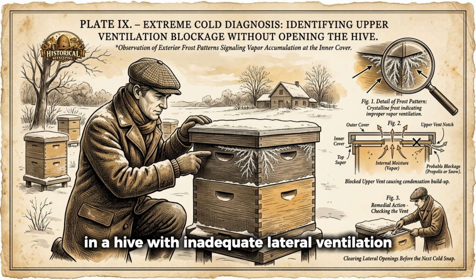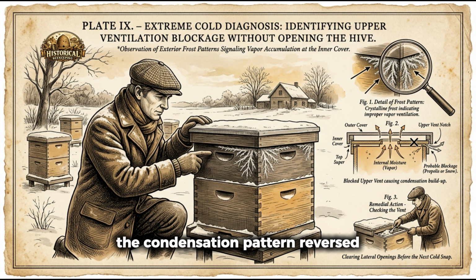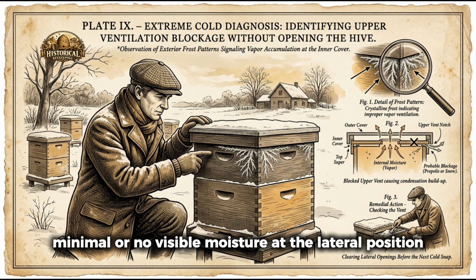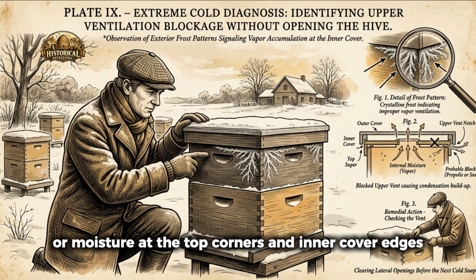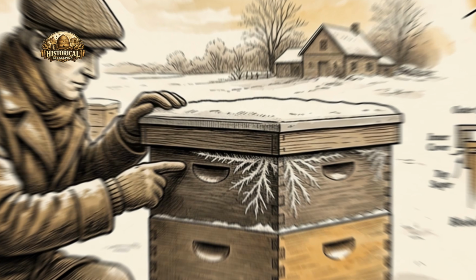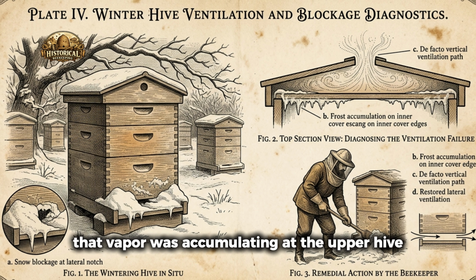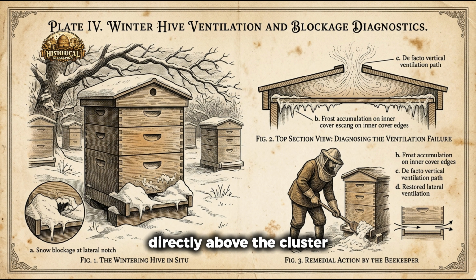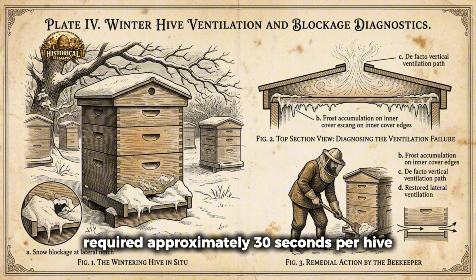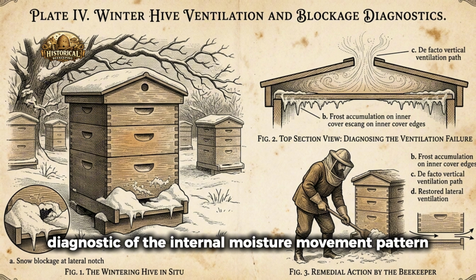No condensation appeared at the inner cover level or at the hive top. In a hive with inadequate lateral ventilation, the condensation pattern reversed. Minimal or no visible moisture at the lateral position, and visible frost or moisture at the top corners and inner cover edges, indicating that vapor was accumulating at the upper hive before exiting, with condensation forming at the inner cover directly above the cluster.